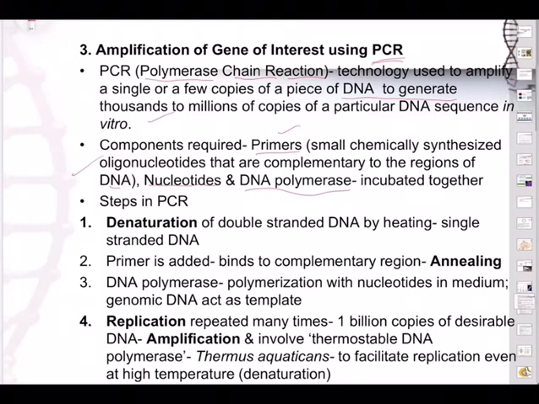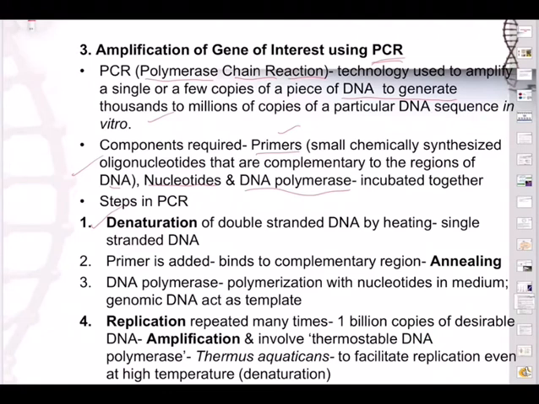And what are the steps involved in that? In PCR, there are mainly three steps: denaturation, annealing, and polymerization or extension. In denaturation, the target DNA is heated to a high temperature, usually 94 to 98 degrees centigrade, resulting in the separation of two strands. Each single strand of the target DNA then acts as a template for DNA synthesis. This is denaturation.